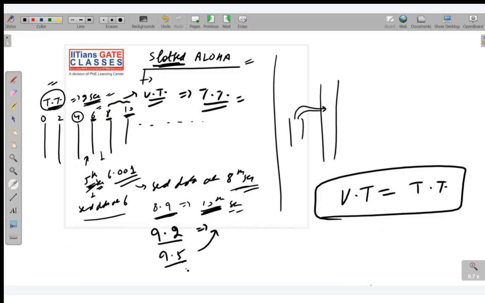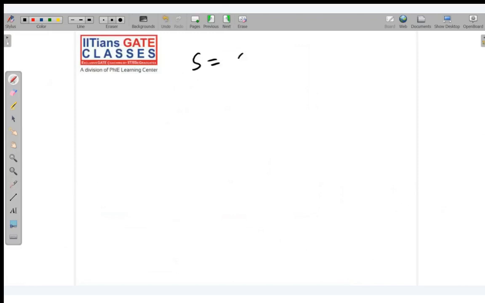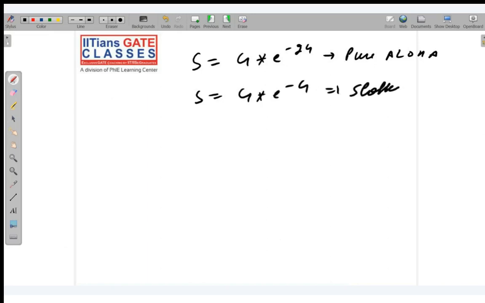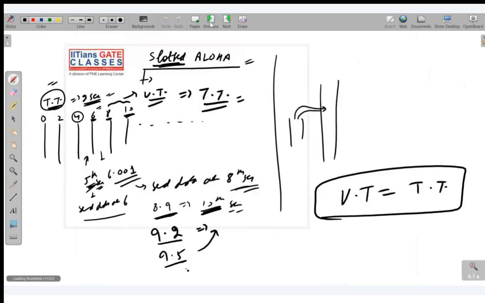And what will be the throughput here? Let me tell you that also. Take a snapshot, I will jump to the next slide. Okay, so what was the throughput there? G into e to the power minus 2G. That was for pure ALOHA. But for slotted ALOHA, it is G into e to the power minus G. This is for slotted ALOHA. So here minus 2G and here minus G. The same numerical we can solve here also. Let me copy that.